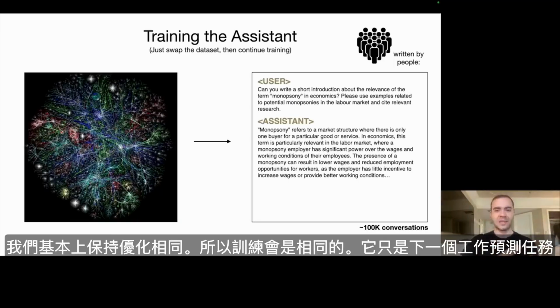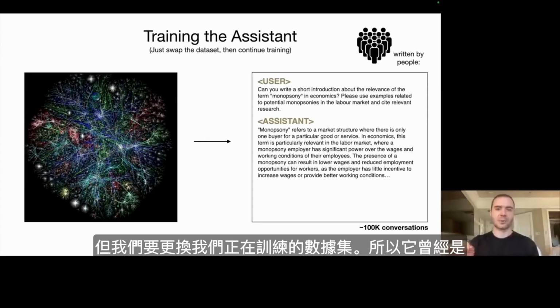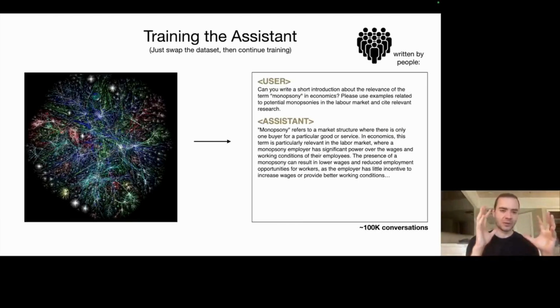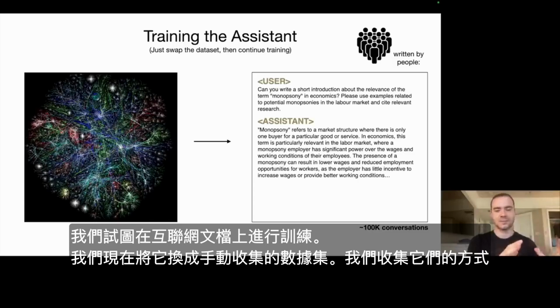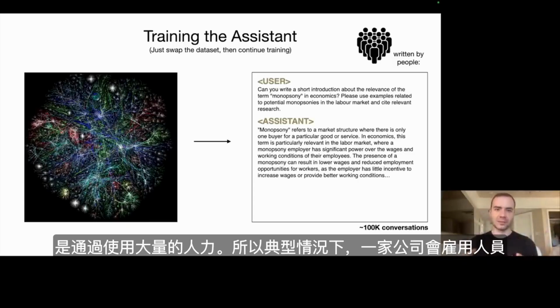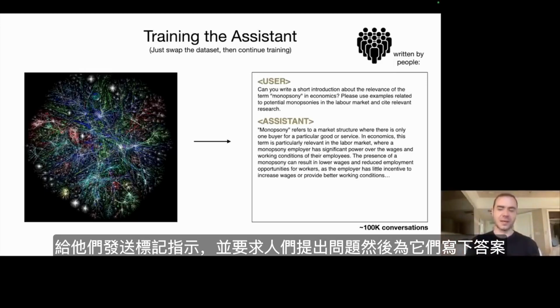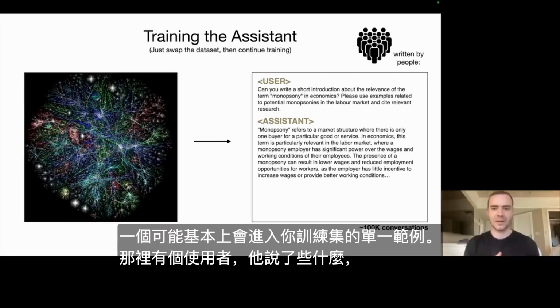We keep the optimization identical, so the training will be the same. It's just the next word prediction task, but we're going to swap out the data set on which we are training. It used to be that we were training on internet documents. We're now going to swap it out for data sets that we collect manually. And the way we collect them is by using lots of people. Typically a company will hire people, give them labeling instructions, and ask them to come up with questions and then write answers for them. So here's an example of a single example that might make it into your training set.